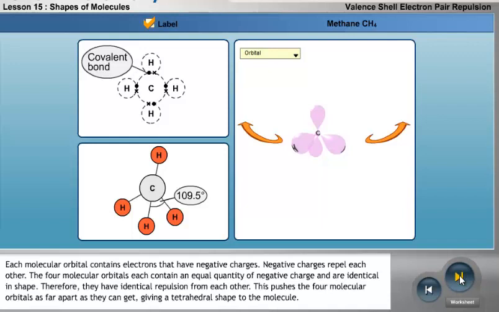Each molecular orbital contains electrons that have negative charge. Negative charges repel each other. The 4 molecular orbitals each contain an equal quantity of negative charge and are identical in shape. Therefore, they have identical repulsion from each other. This pushes the 4 molecular orbitals as far apart as they can get, giving a tetrahedral shape to the molecule.